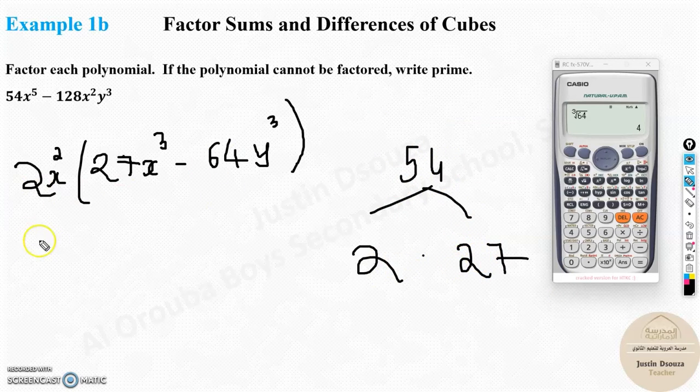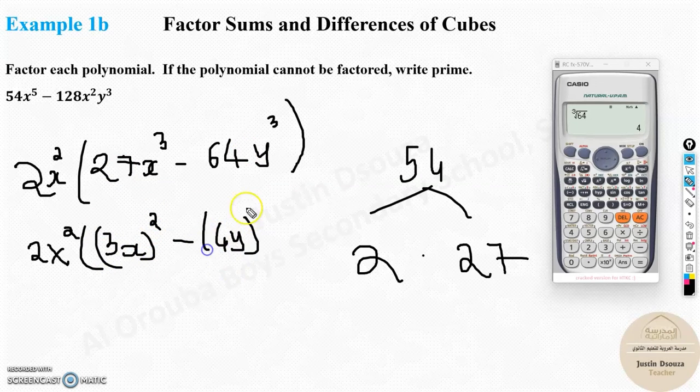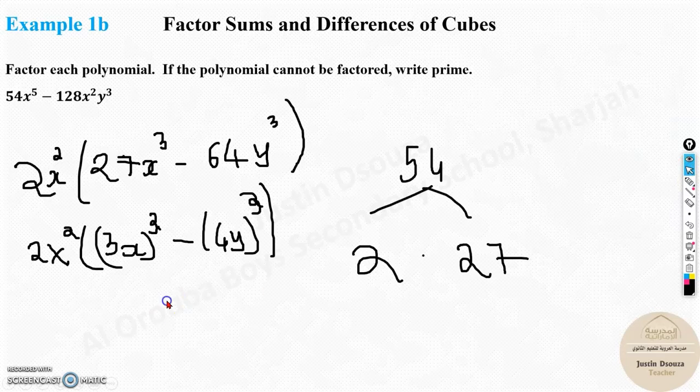Now over here I can write this as 2x squared times, this is 3x the whole cube, minus this is 4 over here, 4y the whole cube. Now I can easily put the a cube, sorry, this is cube, not square, my bad. Now I can use the identity, isn't it? So I will easily use the identity and solve.